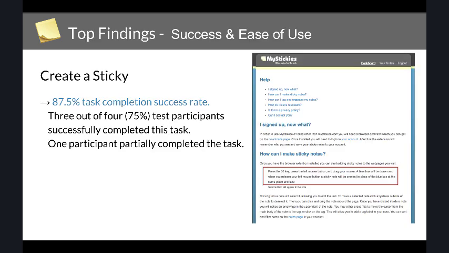So after our data was gathered and analyzed, we decided to report on our key findings. So one of our key findings was during the create a sticky task, and this task had an 87.5% task completion success rate. 3 out of 4 test participants successfully completed this task, and only one participant partially completed the task.